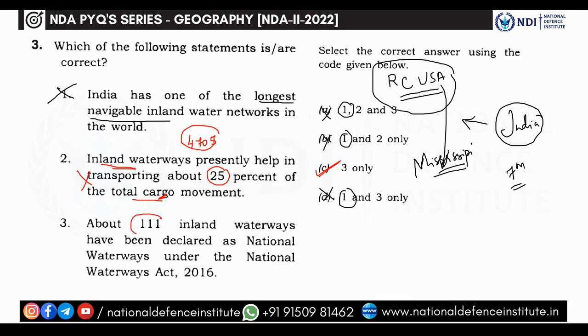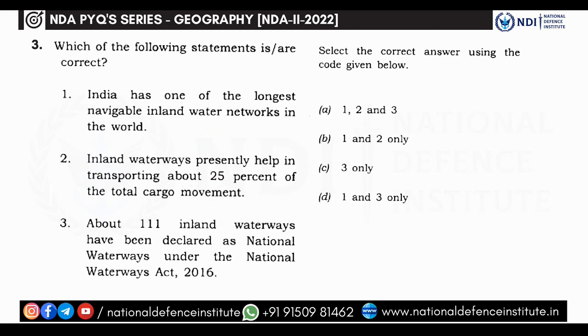About 111 inland waterways have been declared as national waterways. Yes, of course, that is right. So if you are aware of the complete information, that is also right. Or with this logic also, you can come to the answer that the option is C. All right. So let's move on to the next question.